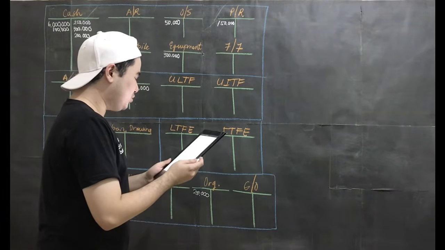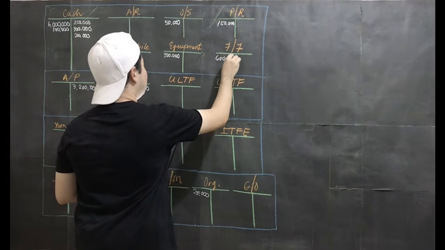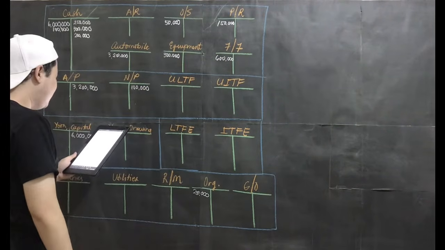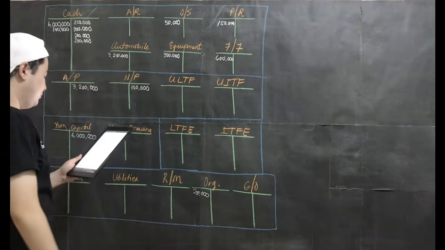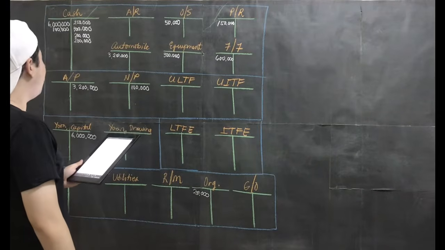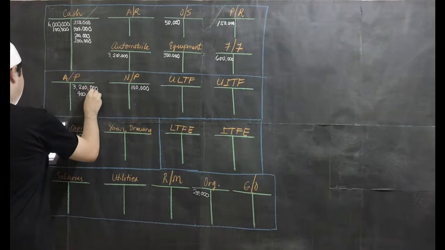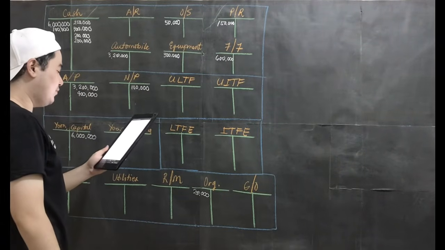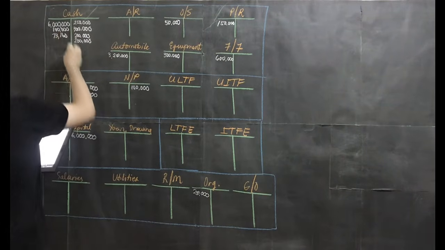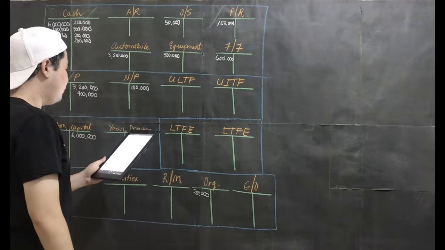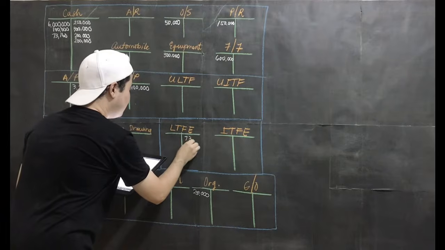Okay? Debit furniture and fixtures, 600,000. Credit cash, 200,000. Credit accounts payable, 400,000. Debit cash, 73,160. Credit local travel fees earned. This is it, local travel fees earned, 73,160.